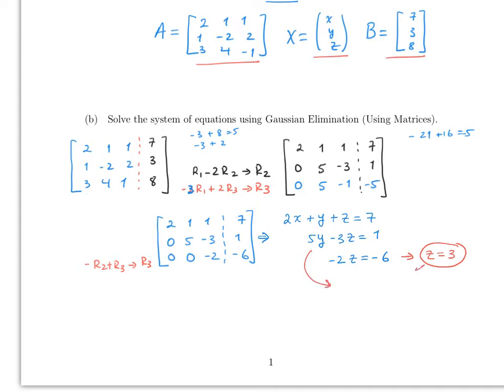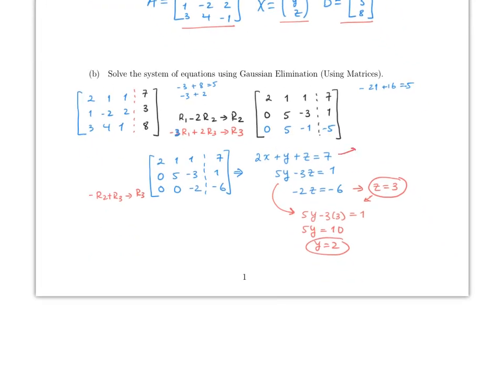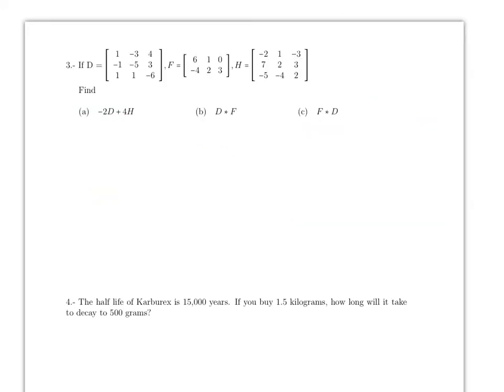If we plug z in here, then we have 5y minus 3 times 3 is equals to 1, or 5y is equals to 10, or y is equals to 2. And then finally, from here we have 2x plus 2 plus 3 is equals to 7, or 2x equals to 2, or x equals to 1. So the solution is x equals to 1, y is equals to 2, and z is equals to 3. And that's it. All right, now question number 3.